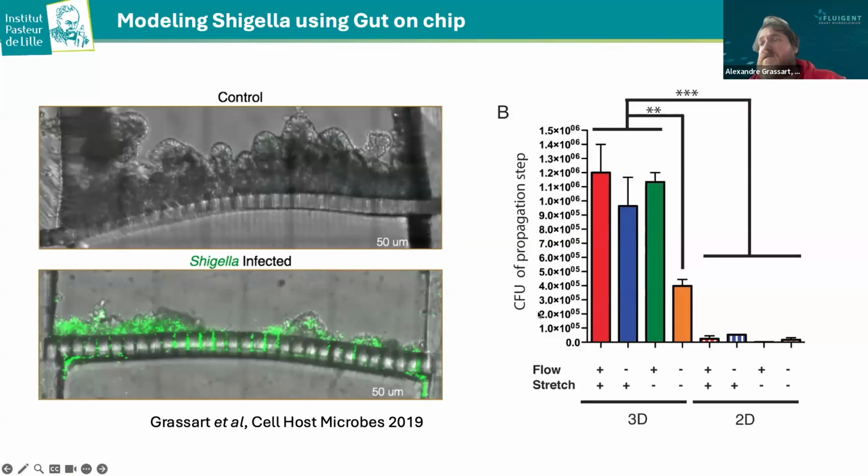And the very nice thing of this organ chip system is that you can have full control of the different parameters, which is impossible to do using small animal models. You cannot stop peristalsis or luminal flow, basically. And here, you can do it. And we observe that these are very important factors, as well as the 3D structures.